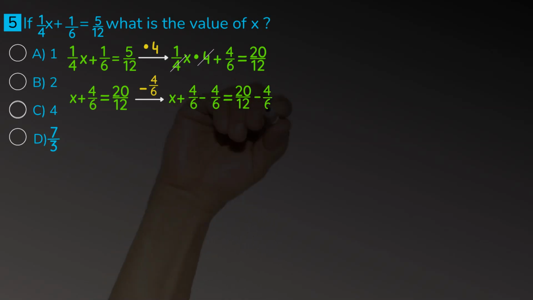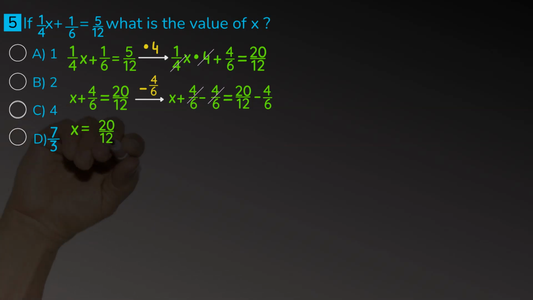take 4 over 6. Now to add or subtract fractions, we have to have the same denominator. So we want to change 4 sixths into twelfths, and that is equal to 8 over 12. So x is equal to 20 over 12 minus 8 over 12, and that gives us 12 over 12, which is equal to 1. So x is equal to 1, and the answer is A.